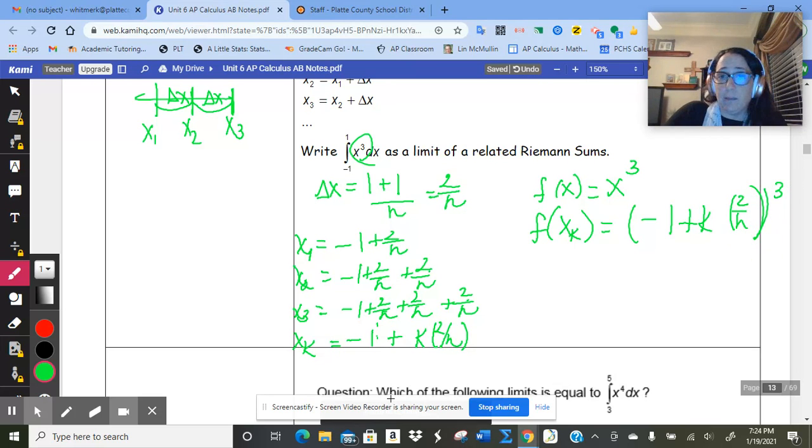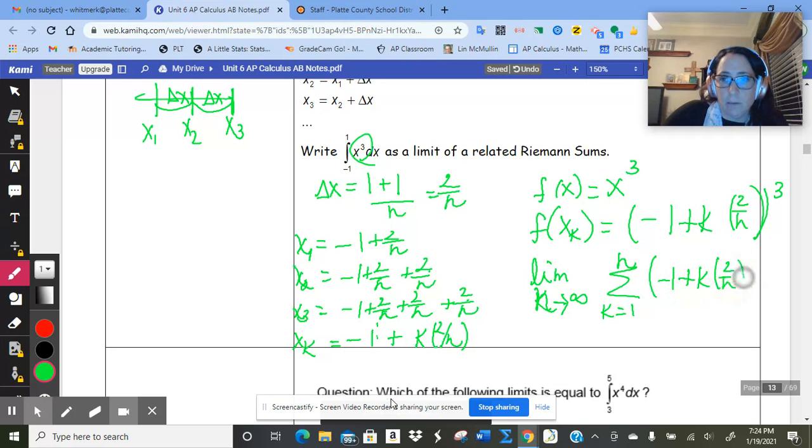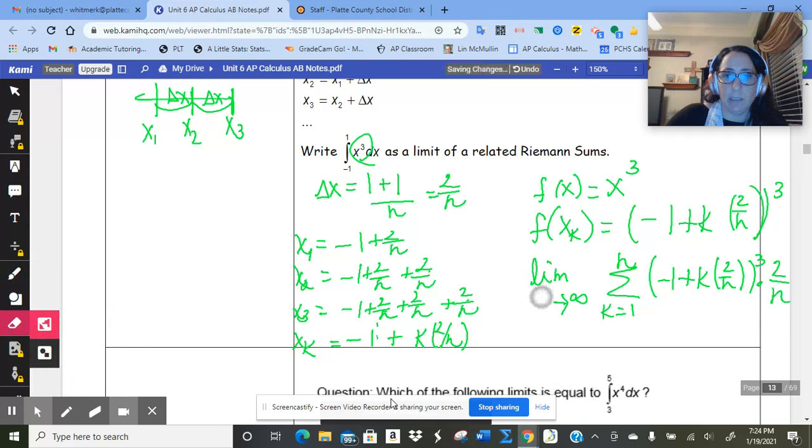So we're almost there. We want to take the limit as n goes to infinity, where I start at 1 to n, and then I do my f of x sub k times my delta x. That's as n goes to infinity.